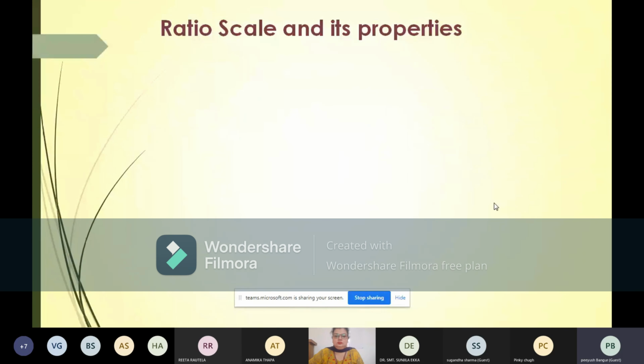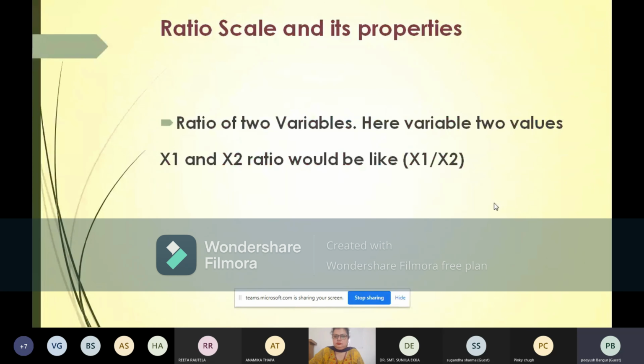One thing I want to clear, that the data of the ratio scale is treated as best scale data, or we can say the data which is in the ratio scale is always treated as best data. So there are some properties in the ratio scale data. Let us discuss these three types of properties. The first property is that it should be the ratio of two variables.